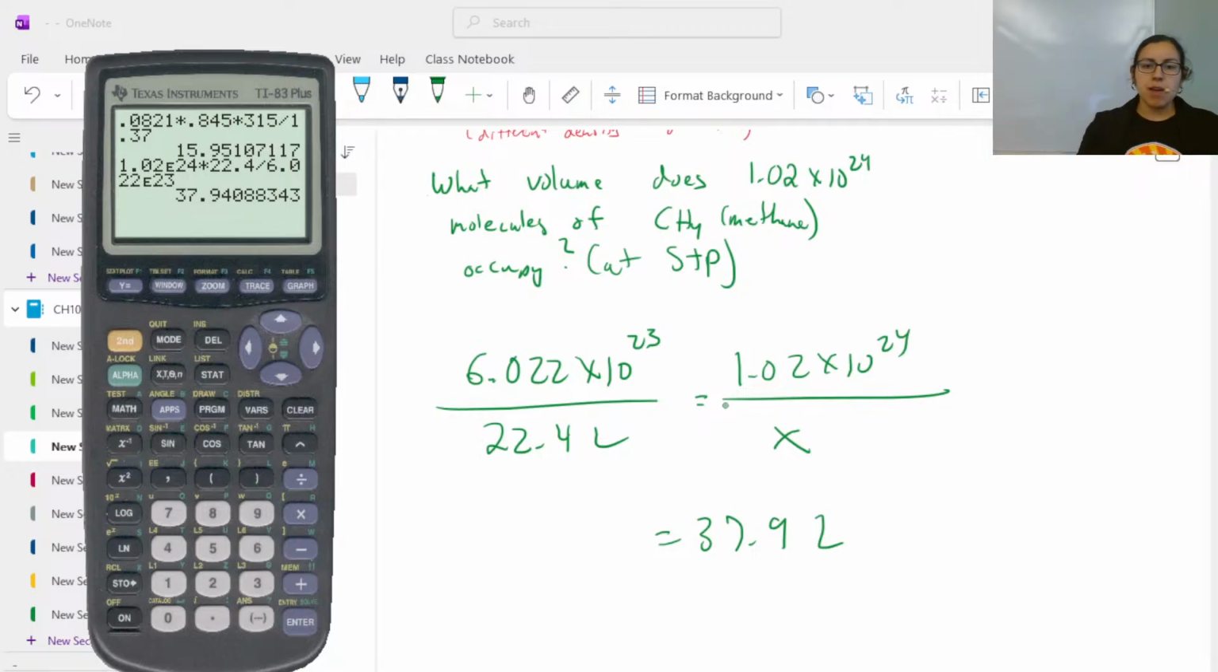You might see some problems on your homework like this, and it could ask for moles or some other amount, but all these relationships are super useful: either 1 mole or this many molecules is 22.4 liters. That will help you with these problems. Otherwise, you might panic, convert this to moles, and convert that to liters, which isn't wrong, just more steps. You would still get there.